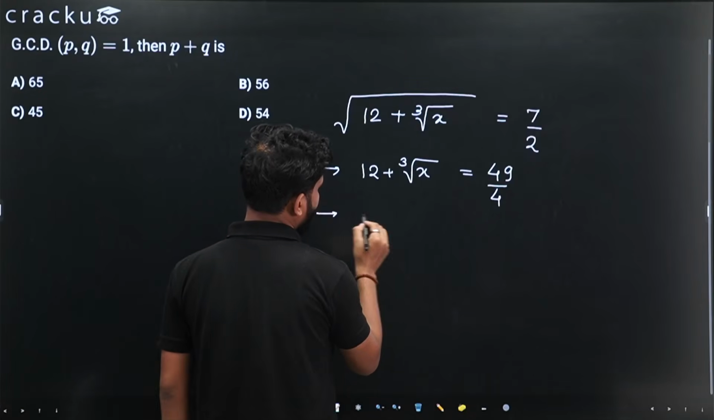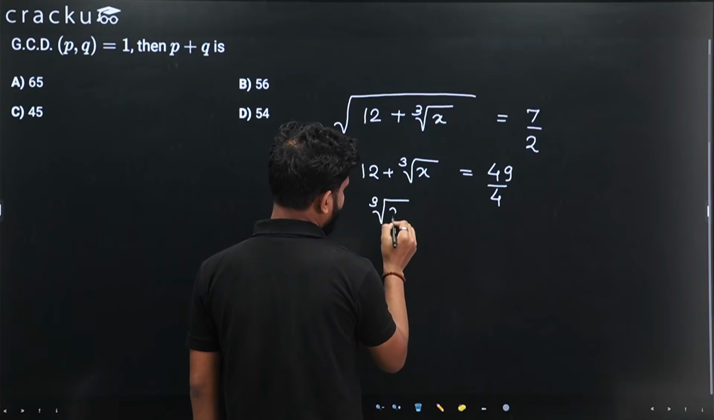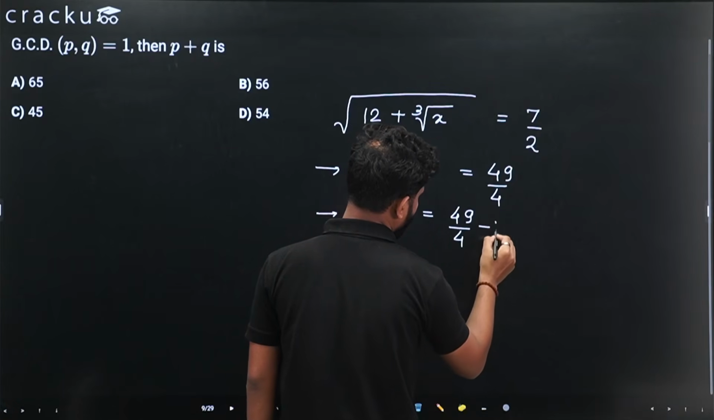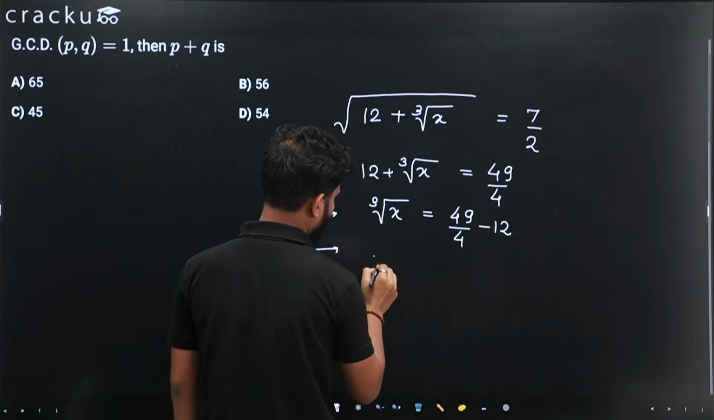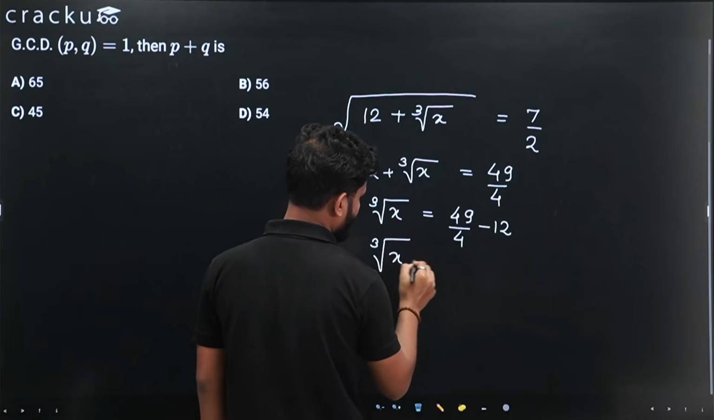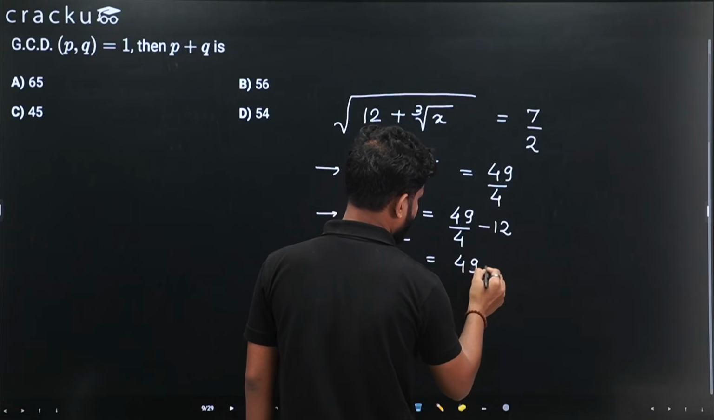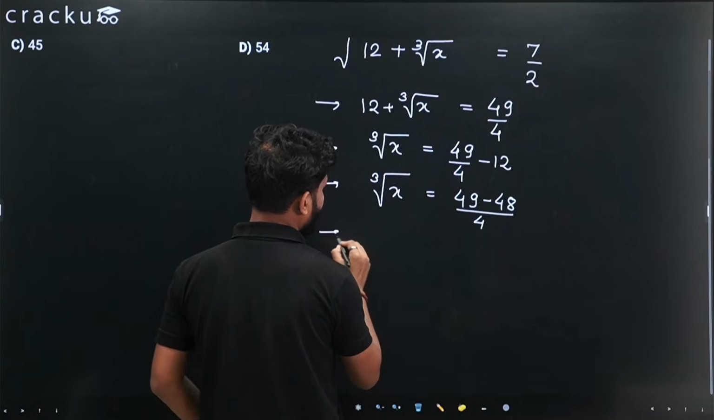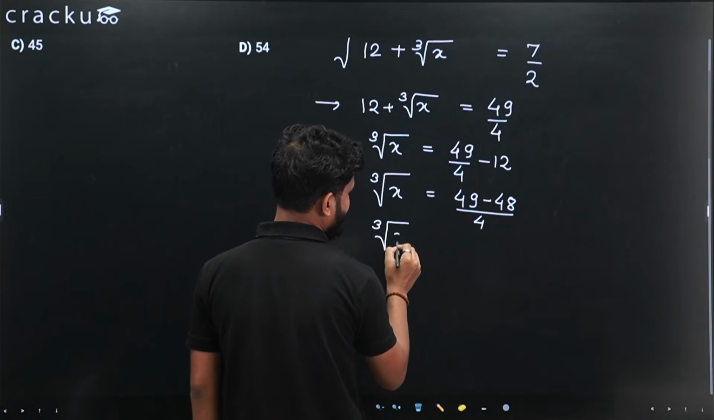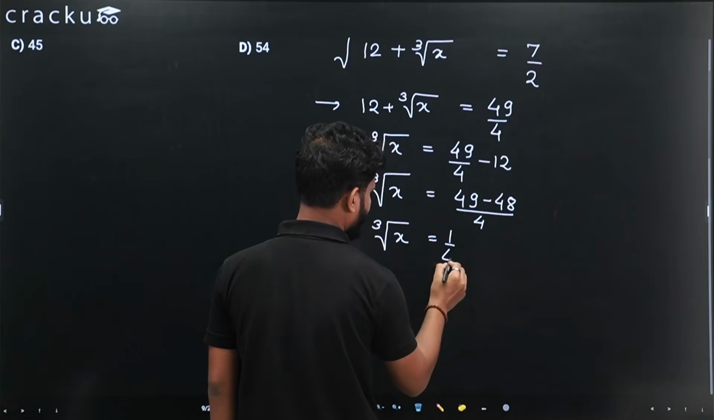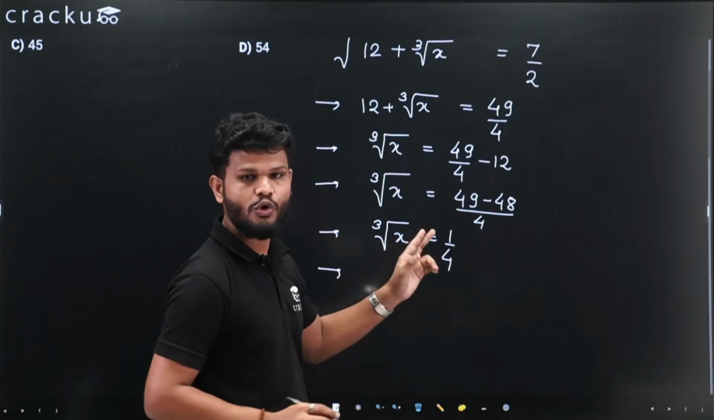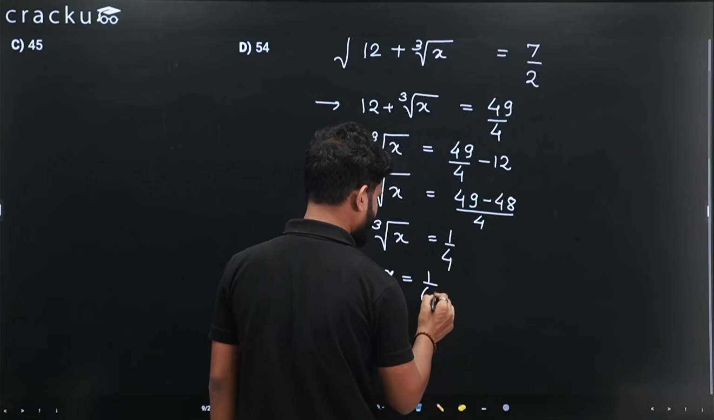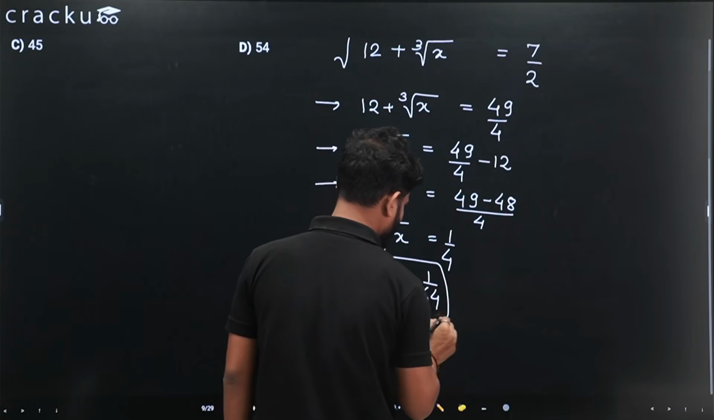Correct? From here I can write cube root of x is equal to 49 by 4 minus 12. From here I can write cube root of x is 49 minus 12 into 4, which is 48, divided by 4. Or from here I can write cube root of x is 1 upon 4. If you cube both the sides, you will get x is equal to 1 by 4 cube, which is 1 upon 64.